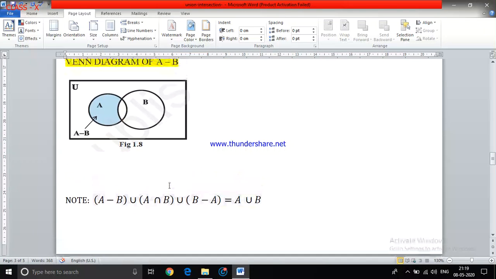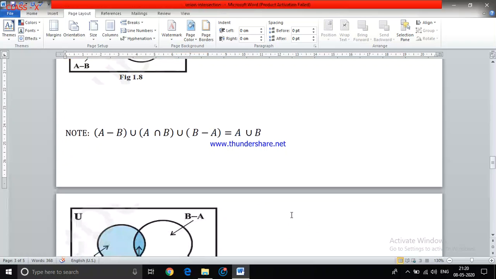Now we have one important formula: A minus B union A intersection B union B minus A. If I consider these three sets, one is the A minus B set, the second one is the A intersection B set, and the third one is the B minus A set. The union of all these three sets will give you the A union B set. The union of these three sets will give me the complete shaded region.